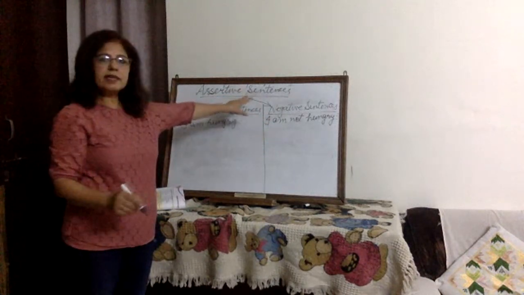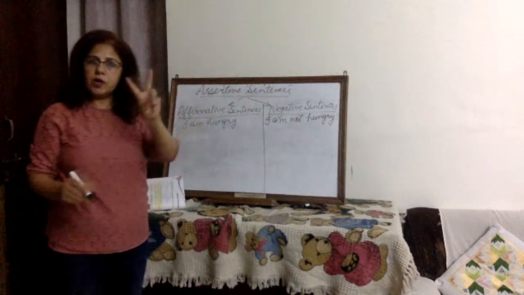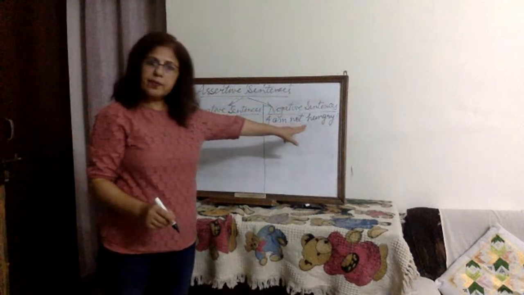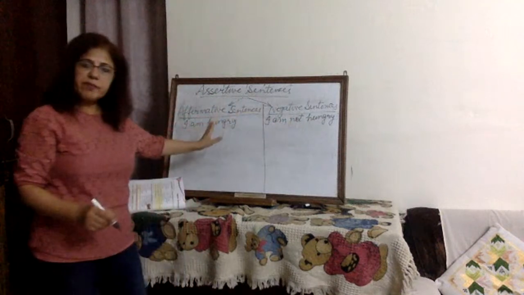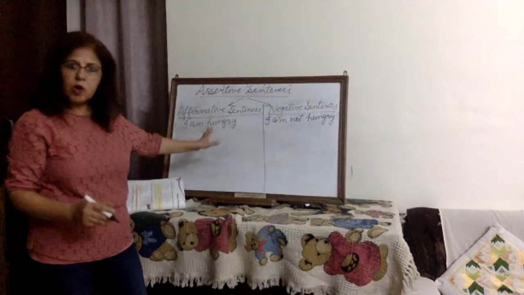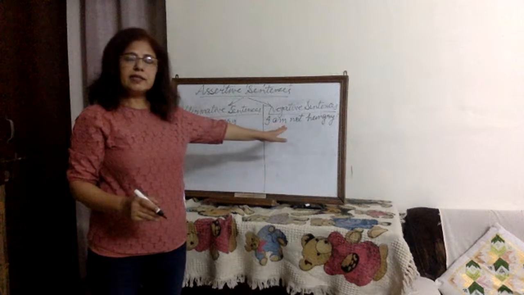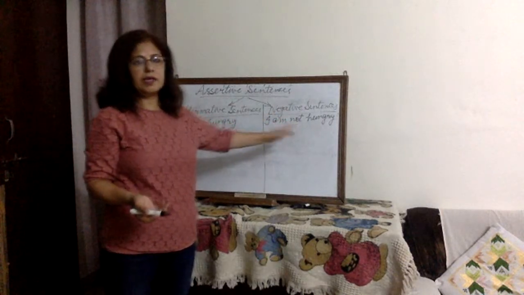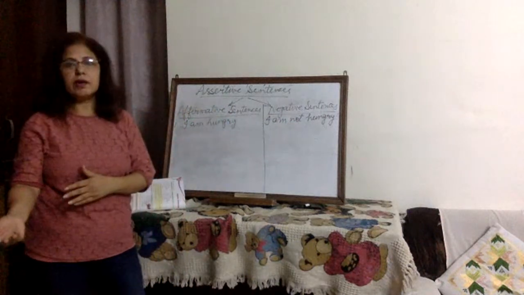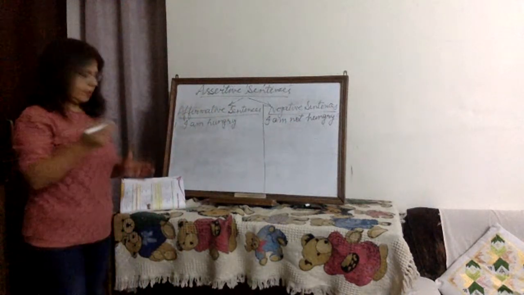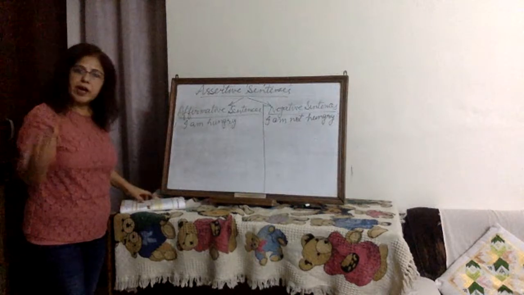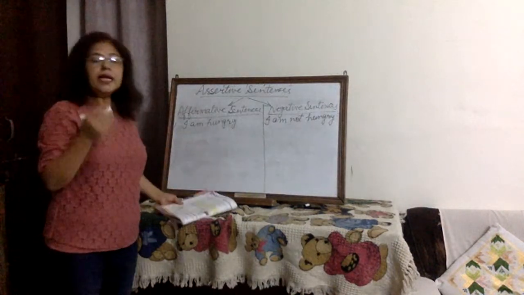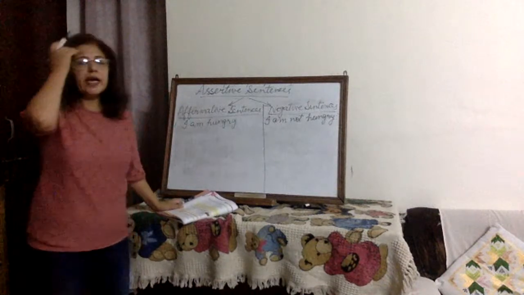So assertive sentences are further divided into two kinds. One is affirmative sentences and the other is negative sentences. Affirmative sentences are without "not", and when we add "not" to an affirmative sentence, it becomes a negative sentence. I am hungry, I am not hungry. We are fast friends, we are not fast friends. So simple. In such cases, we have to take care of tenses.